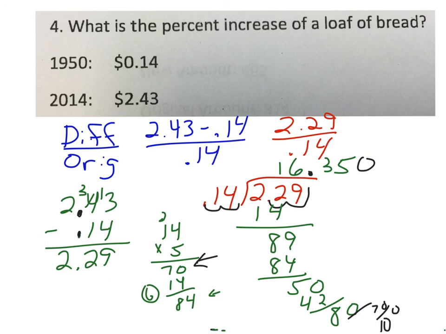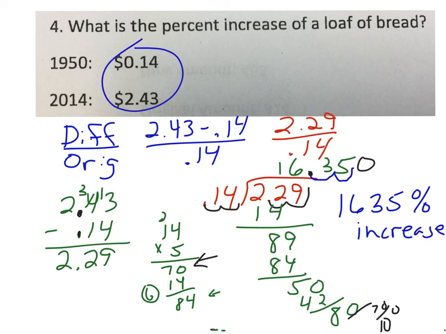I know you keep going, but I hope you remembered you're going to have to move your decimal over. And I know it looks funky, but look at this. You move to the right twice to make it a percent. And that comes out to 1,635.0% increase. So look at it. Look how much it went up. It did go up a lot.